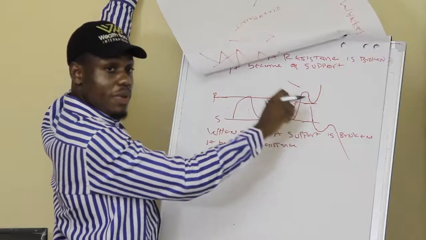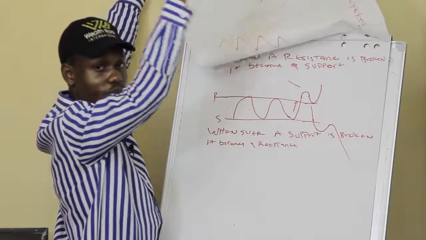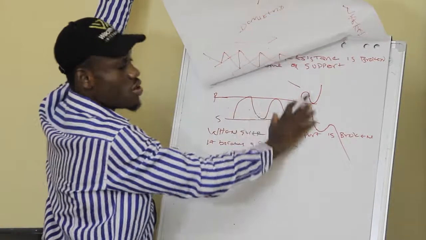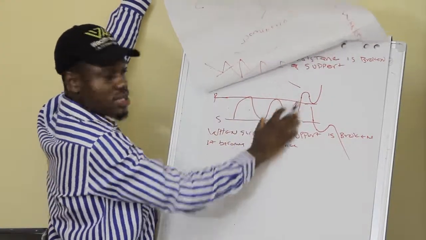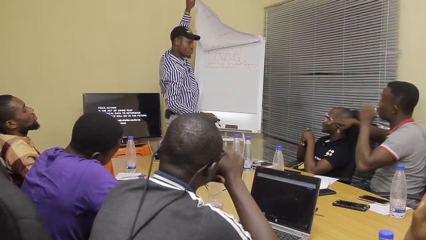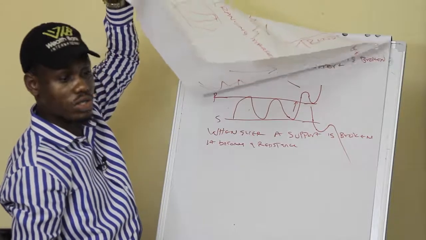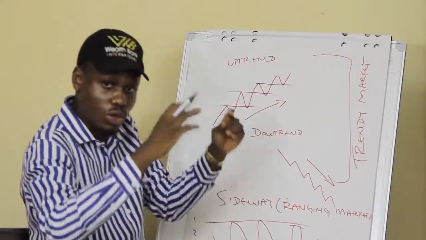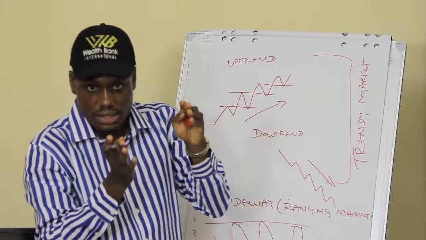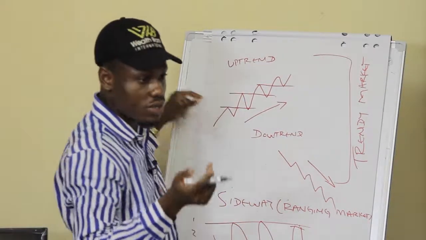The only time it happens in a sideways market is when the market wants to break and continue in a particular trend. The consolidation is over. It wants to take a direction. So a sideways market can also be called a consolidation. The market is consolidating between two prices. It's moving between two prices. It's not giving you a direction.